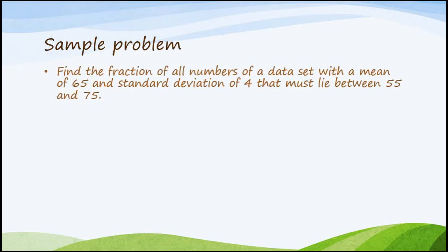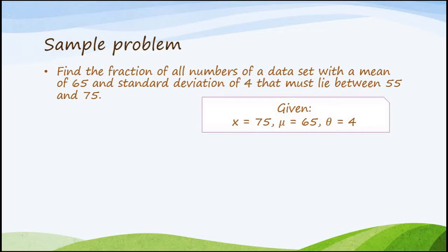We will now have another sample problem. Find the fraction of all numbers of a data set with a mean of 65 and standard deviation of 4 that must lie between 55 and 75. Let us now have the given. The given: x is equal to 75, mu is 65, and theta is 4. You all know that x is the upper limit of the interval, mu is the mean, and theta is the standard deviation.